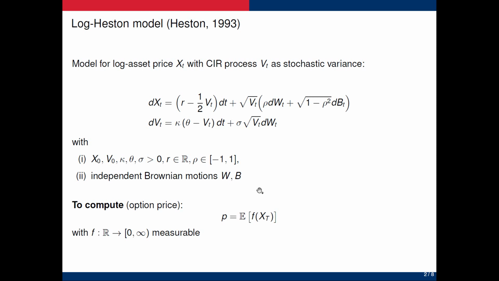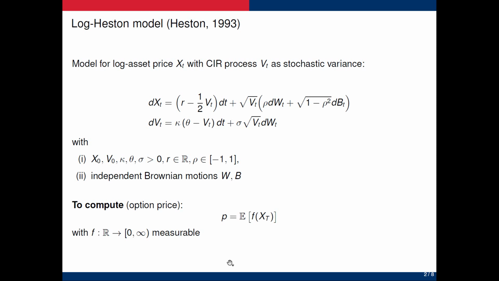Now, our goal is to compute the price P of an option with maturity capital T, which is equal to the expectation of f of x_T. Here, f is the payoff function of our option, and f is measurable. So for some options, there exists a closed-form solution for P, but most of the time we have to approximate P via a Monte Carlo simulation.